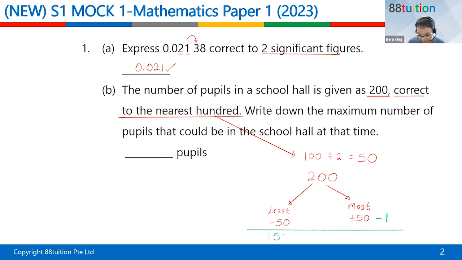200 minus 50 is 150, because 150, if you round, you will get 200. Can you see that? So 150 will be the answer if they are looking for minimum. But what is the maximum? 200 plus 50 is 250, and 250 minus 1 is 249. 249, if you round off to the nearest 100, is 200. It cannot be 250, because 250 rounded up will be 300. So 249 will be the biggest it can go. So write down the maximum number. The answer is 249 in this particular situation. Not too difficult. Some of the questions you have actually seen before in your primary school. Question 1, done.